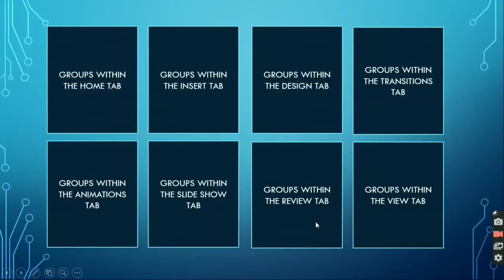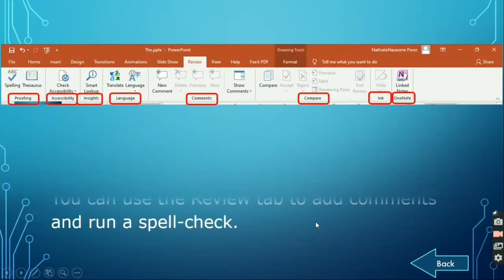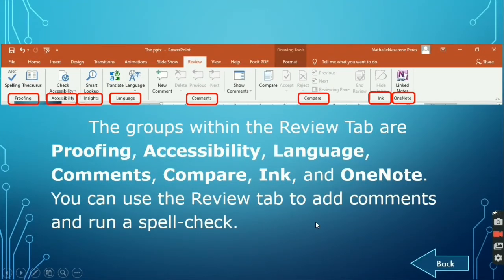The groups within the Review tab are Proofing, Accessibility, Language, Comments, Compare, Ink, and OneNote. You can use the Review tab to add comments and run a spell check. Under the Proofing group, you can find the spelling and grammar feature. You can easily check the spelling, punctuation errors, and grammar using this tool.